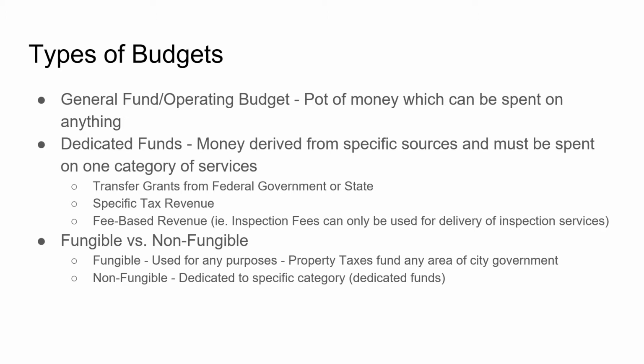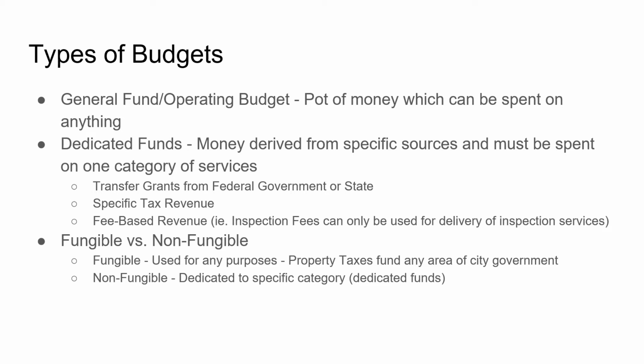There are also dedicated funds that are tied to specific tax revenue. So sometimes cities' voters approve a tax, and that money is to go specifically for something. It might be specifically to build a stadium or specifically to support childcare, things like that.